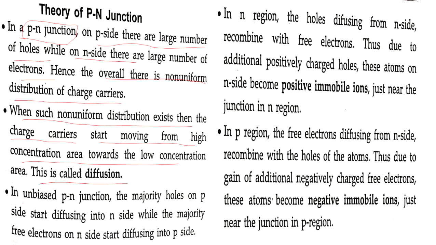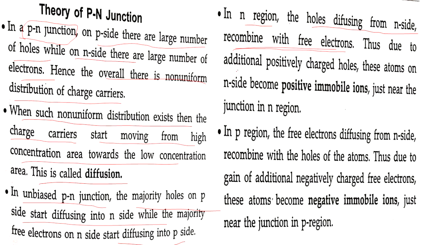So in an unbiased p-n junction, the majority holes from the p side start diffusing to the n side. Similarly, the majority carrier electrons from the n side move to the p side. In the n region, the electrons are the majority. Holes diffused from the p side recombine with the free electrons, right? So there is a tendency of holes to move from the p side to the n side. When they come to the n side, we already have free electrons as the majority carriers there, so the diffused hole will recombine with the free electrons.